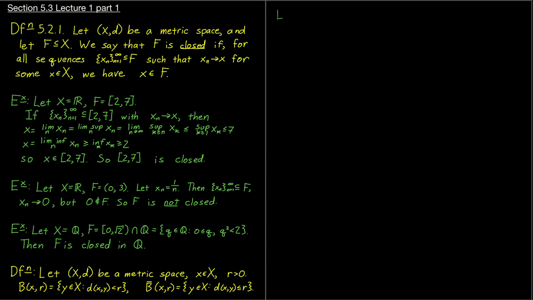So let's have a couple of examples of what I am getting at. First off, if X is the real numbers and we take the usual absolute value metric, then the ball centered at x of radius r is the open interval from x minus r up to x plus r, and the closed ball is the closed interval.